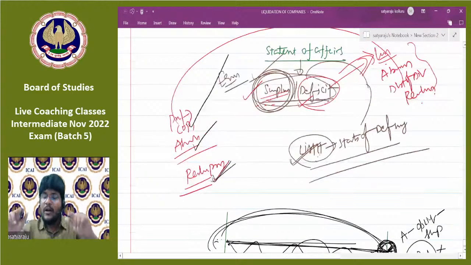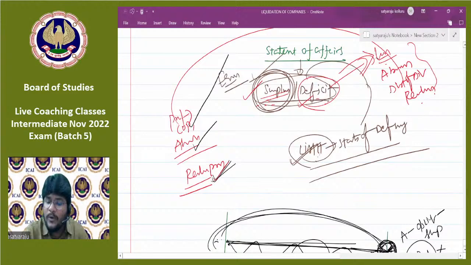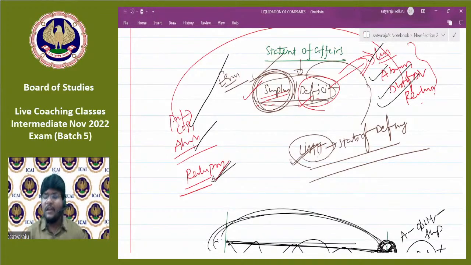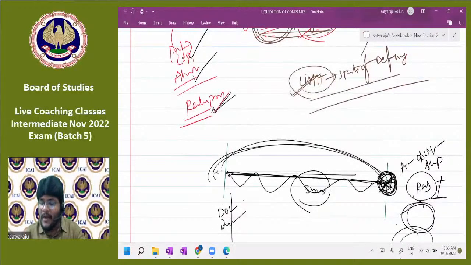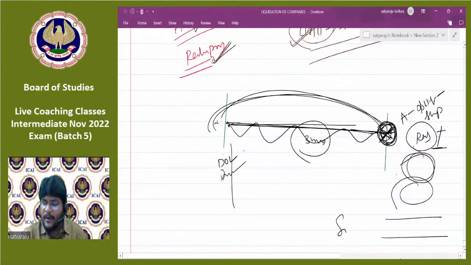Next, what are the different factors contributing for the deficits? Maybe losses in any particular year, maybe abnormal losses, maybe dividend distributions, maybe realization losses. All such factors you also need to adjust here. Then you can get surplus or deficit, which is as per statement of affairs.